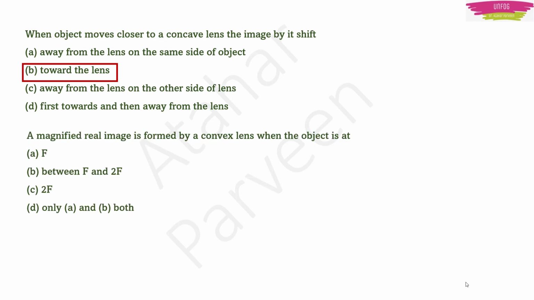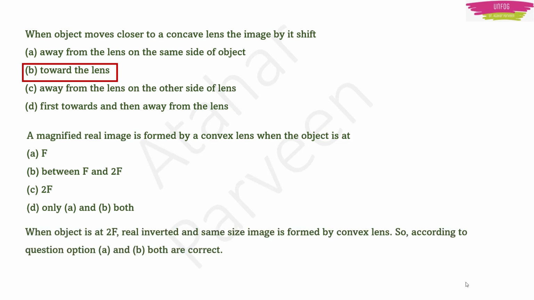A magnified real image is formed by a convex lens when the object is at. Means when we will get the magnified real image in a convex lens, you will get only in one situation, that is when the object is placed at 2f. You get real, inverted and same size image in a convex lens. So according to the question, both option A and B should be the correct answer. That's why here option D will be the right answer.